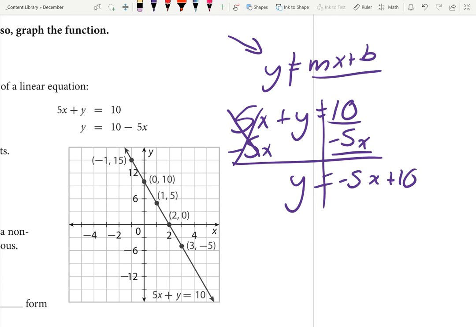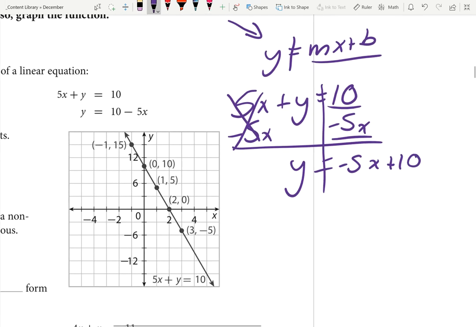So it's still equivalent, still good for us to use. So that's the part of the math that you guys are probably going to struggle with the most, is just rearranging it into this format. So now it's in the correct format. The y is by itself. Now this is easy to graph.